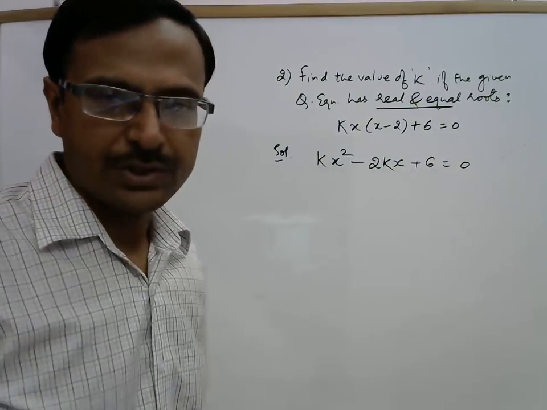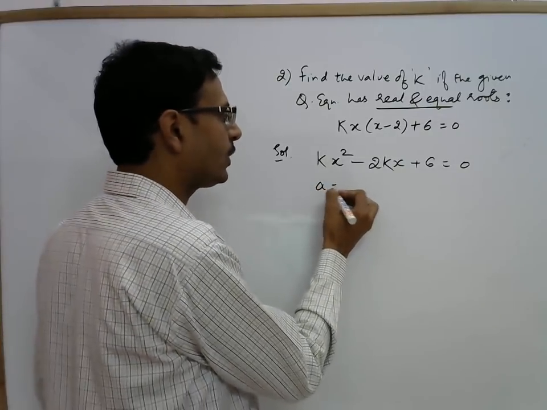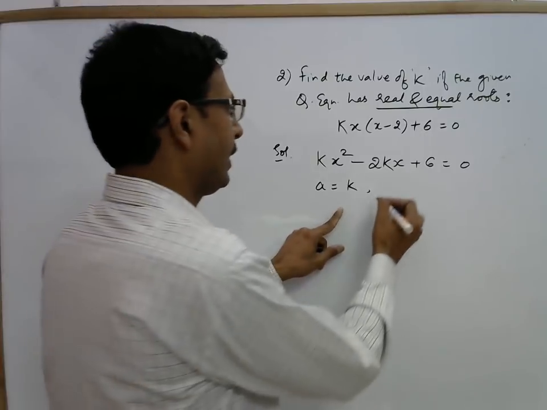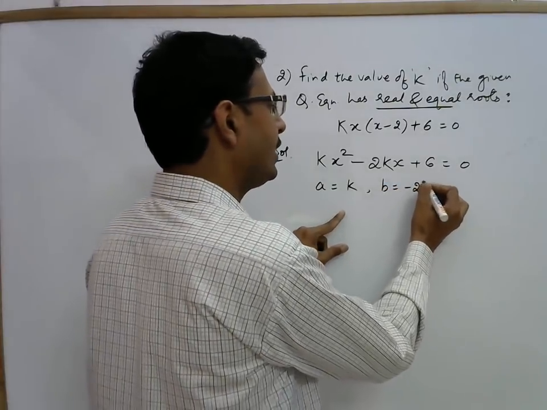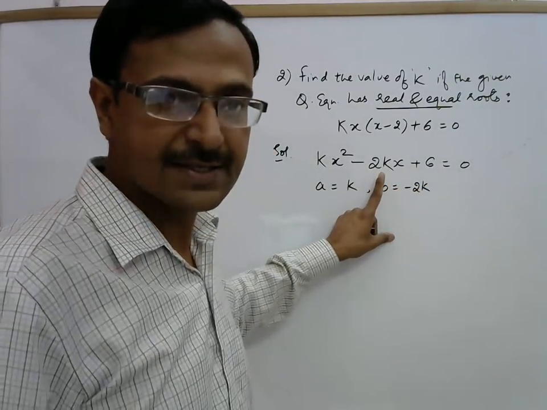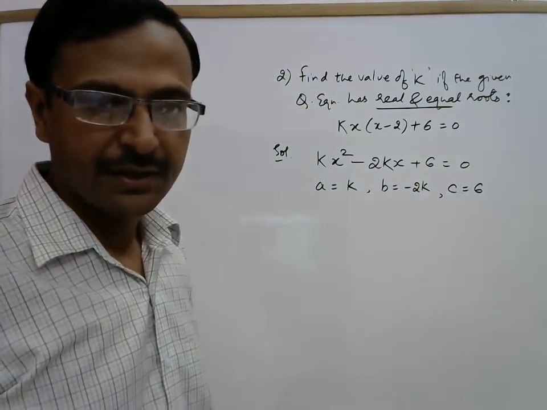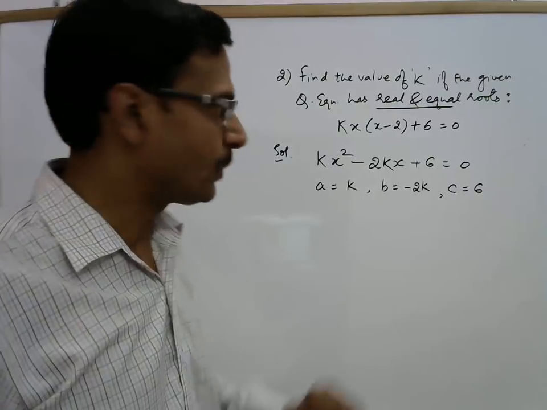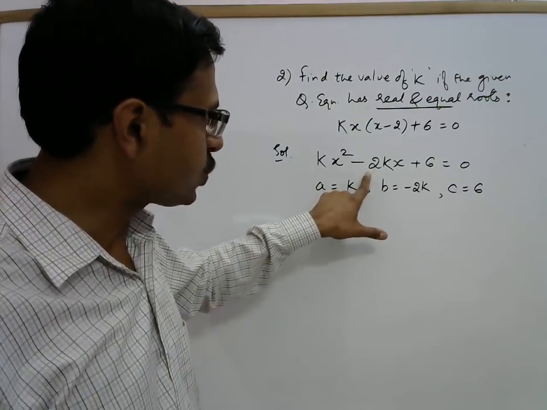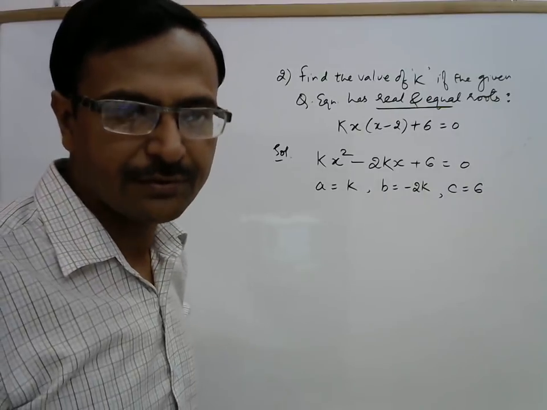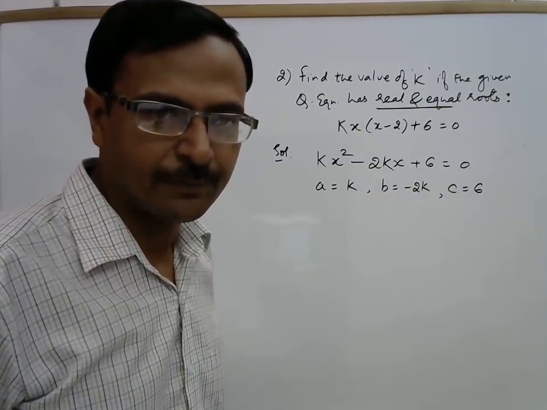Now in this quadratic equation, you have a equal to k. Why? Because a is the coefficient of x square. b equal to minus 2k, that is the coefficient of x. And c equal to the constant term, that is 6. Remember students, take the sign also. a is plus k, b is minus 2k, and c is 6. So these are the coefficients of x square, x, and the constant term.